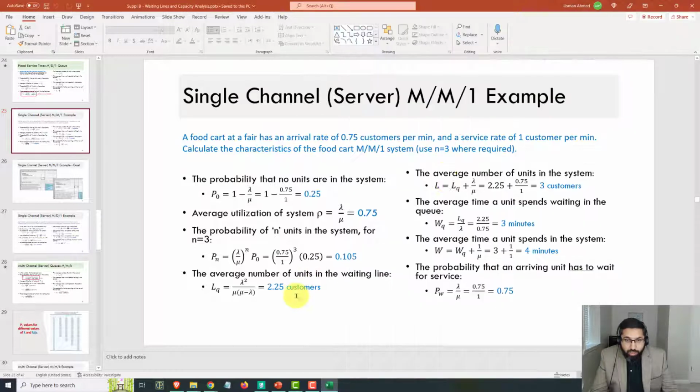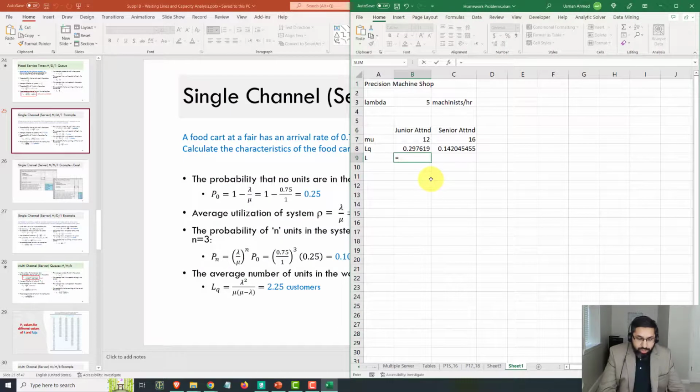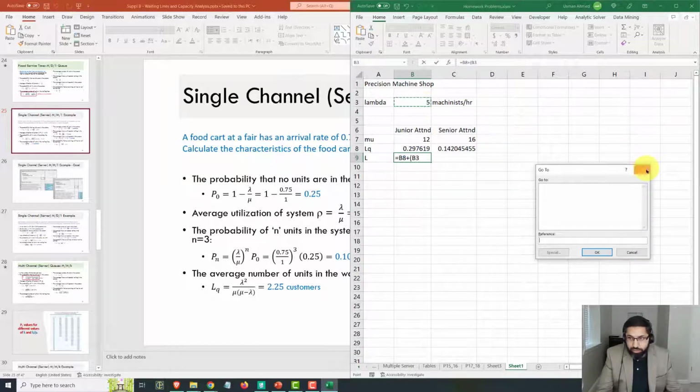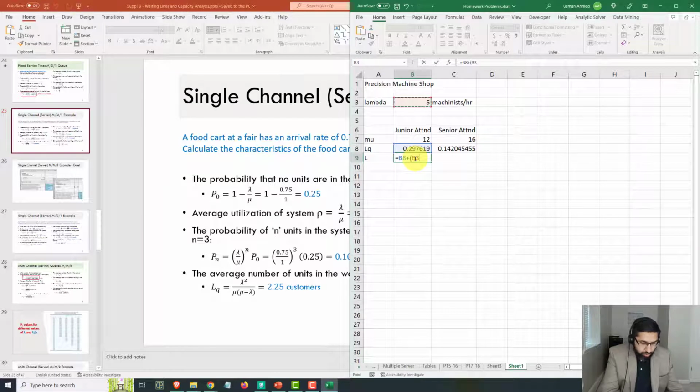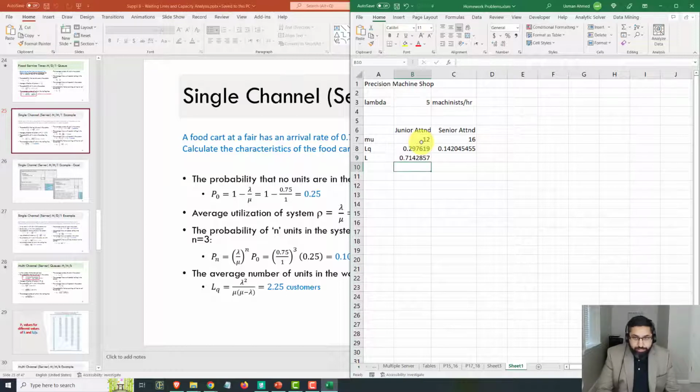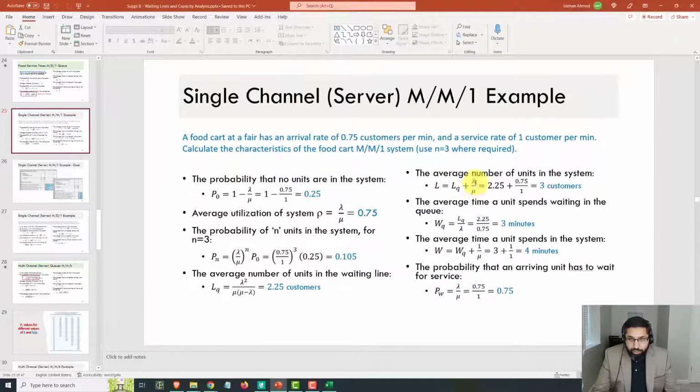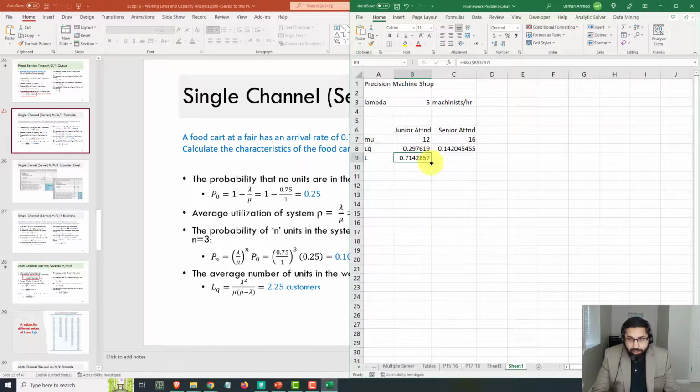Now L is just going to be lambda over mu added to LQ. So we take LQ plus lambda, and again I'm going to put the dollar signs, divided by mu. So LQ plus lambda over mu, and then I can just move it here, and that's again the same lambda. So LQ this, and then lambda over mu. Perfect. So that's our L.